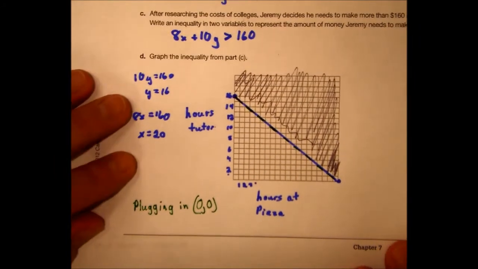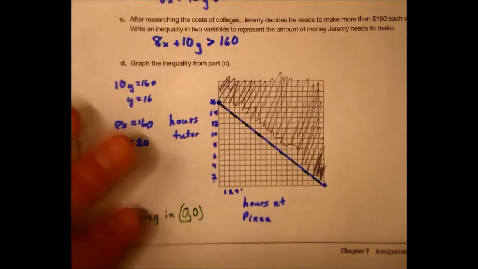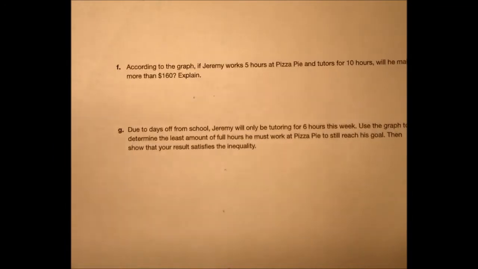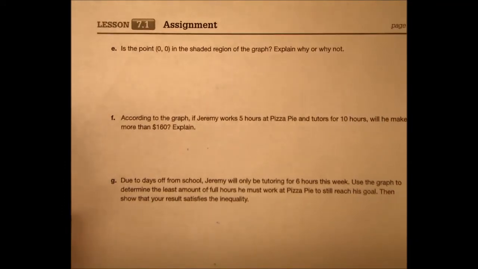Okay. So that means anything not on that line and higher is my answer. All right. So now, part E says, is point 0, 0 in the shaded region of the graph? Wait a minute. No, it is not.